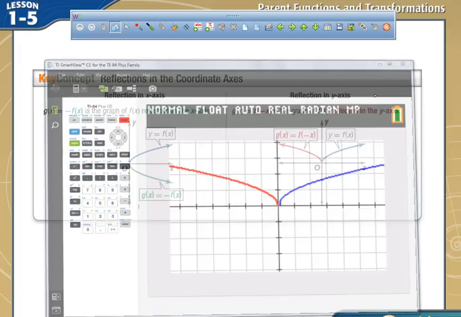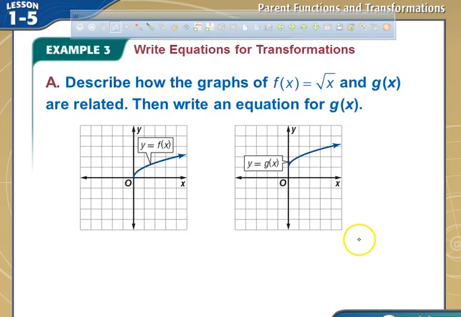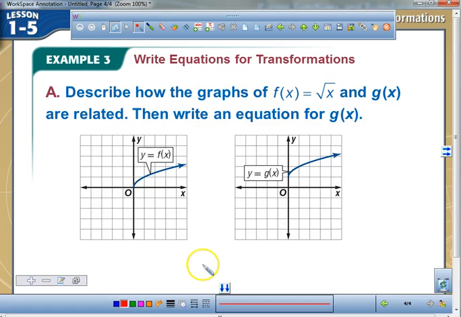All right. Let's continue on without talking. Let's see what happens. How about this? Let's look at this quick little example. Tell me what looks like happened from here to here. What do you think happened? Translated up. How many? 1. So what would my equation be? What would g of x equal?